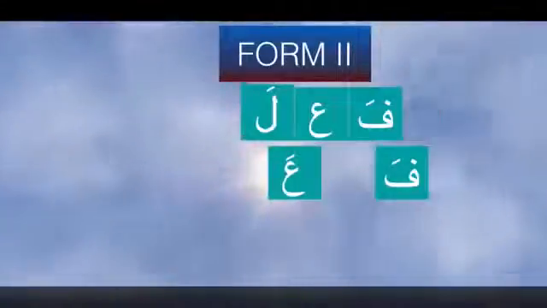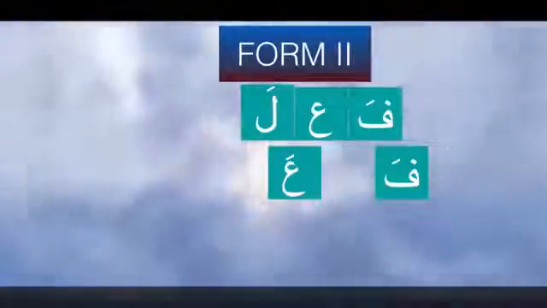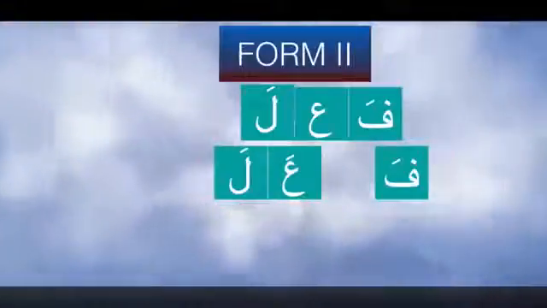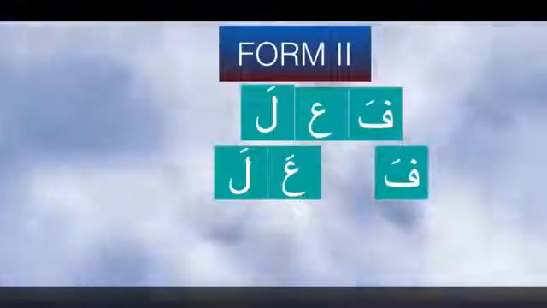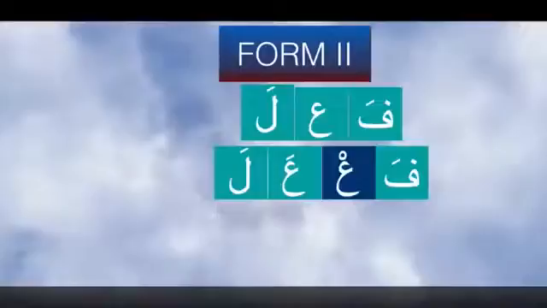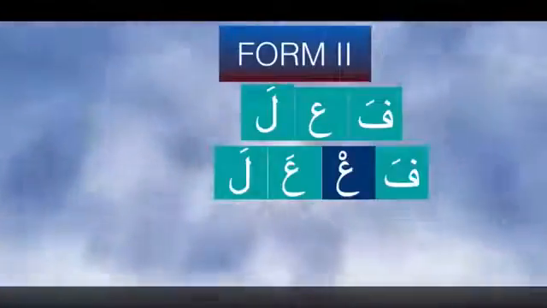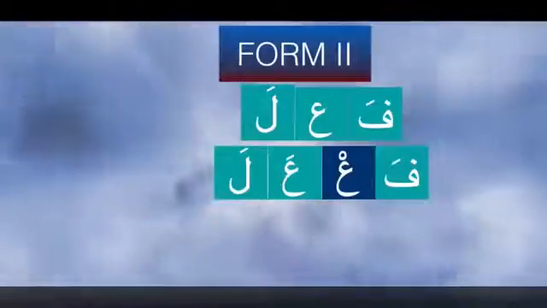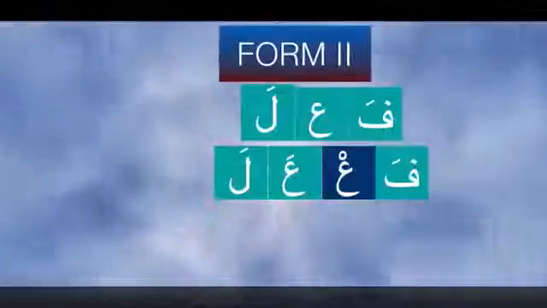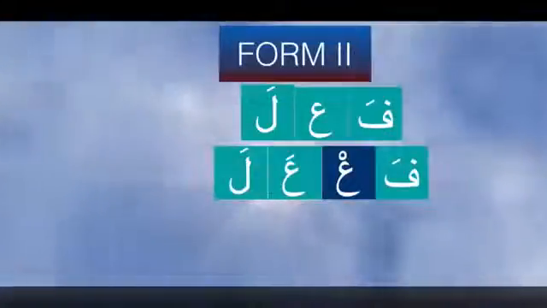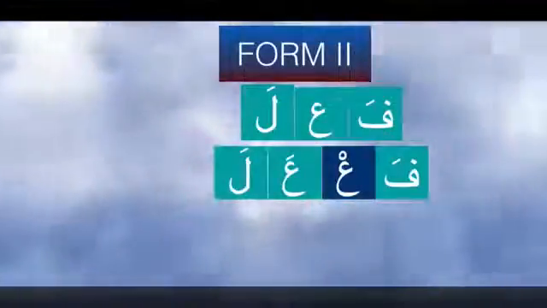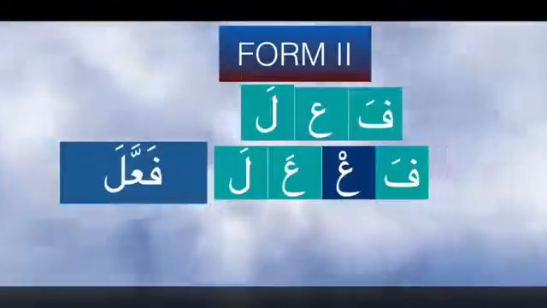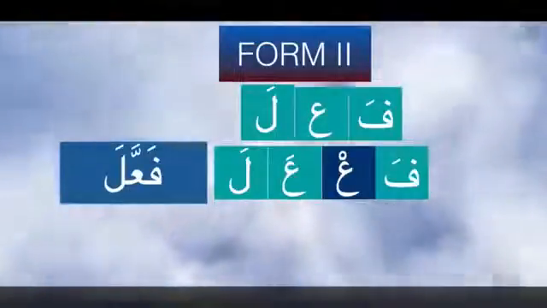So fa kalima will have fatha in form 2, ain kalima will have fatha, and lam kalima will have fatha. What happens extra, how the 4th letter comes, is that an extra ain is added. So this is the form 2 type of verb. How do we pronounce it? Fa''ala. And how is it written? It's written with shadda: fa''ala. That's the madi.